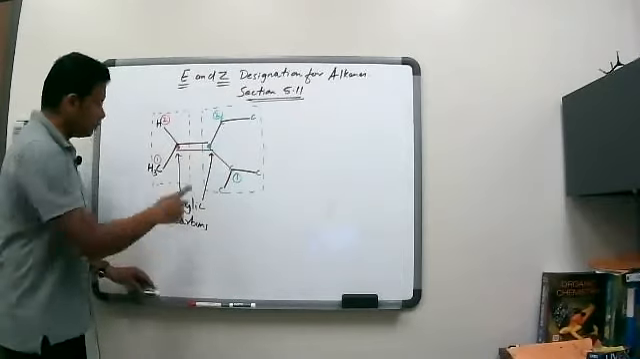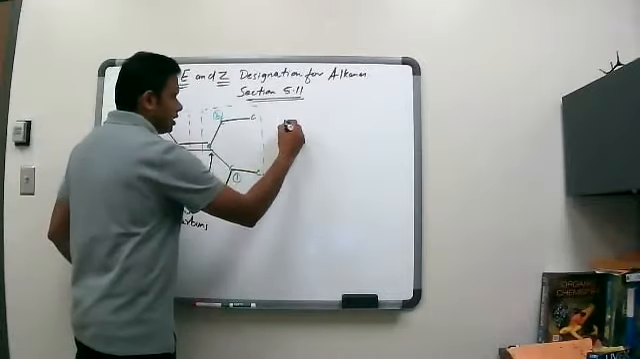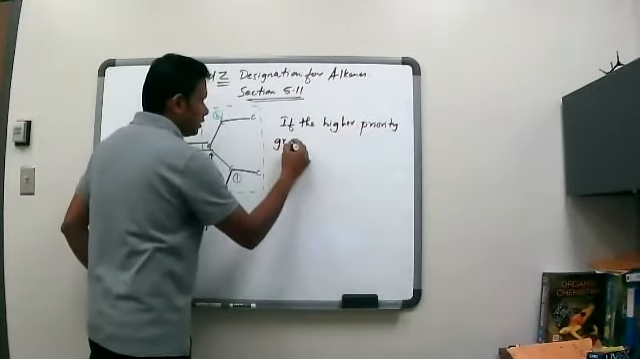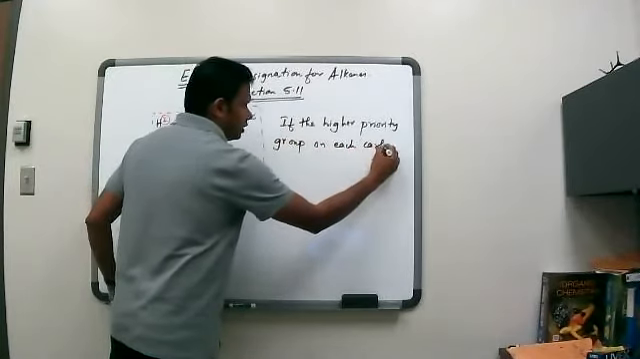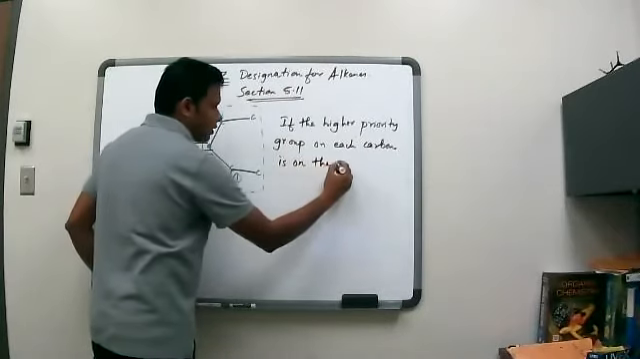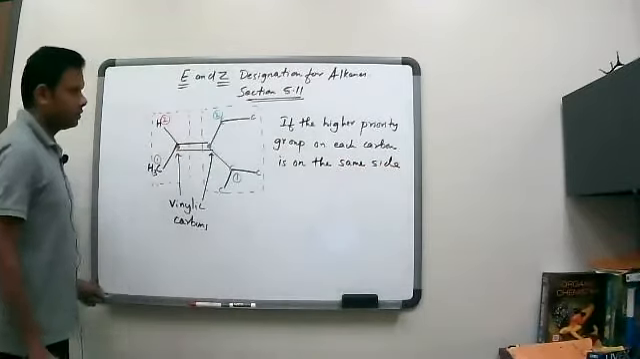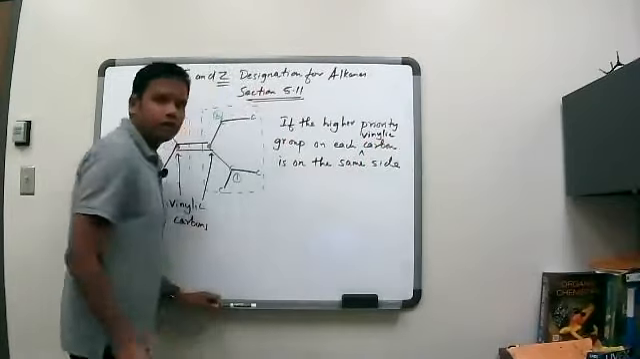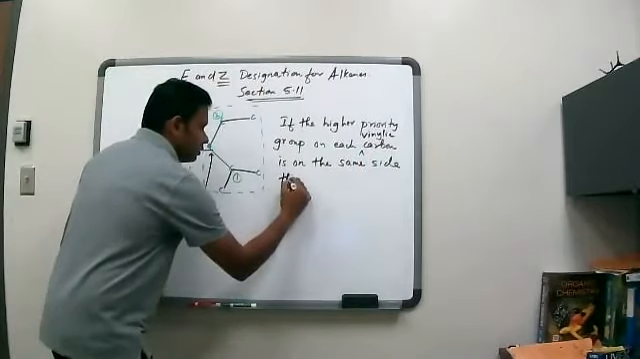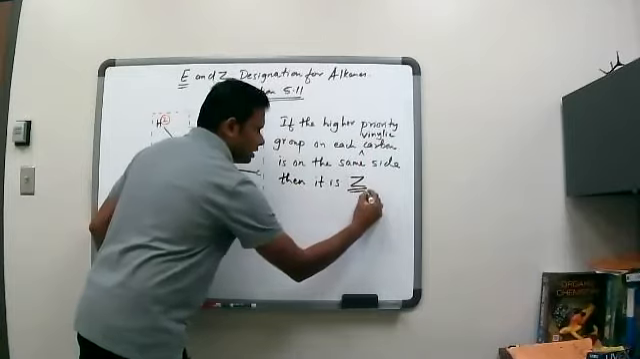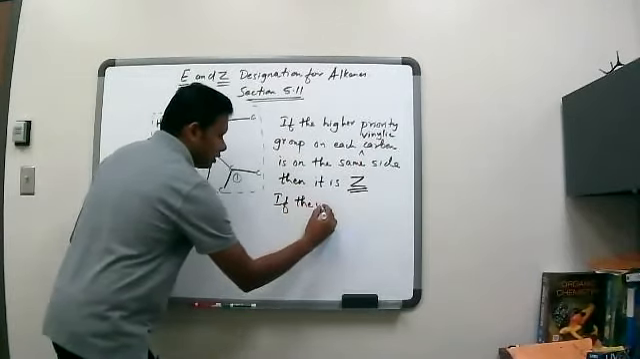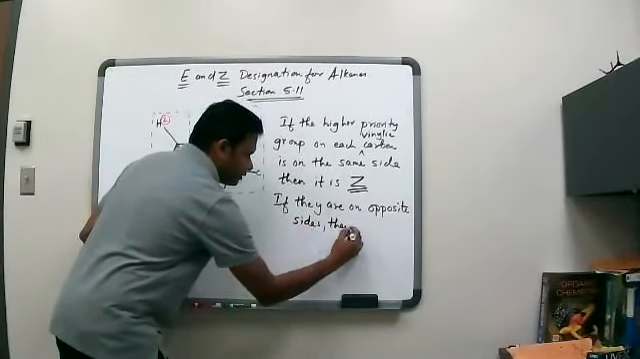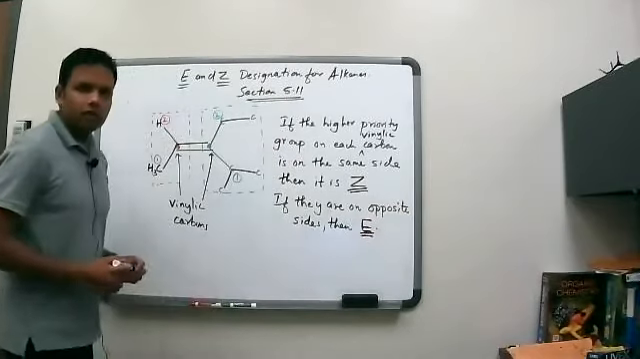Now, after you've assigned priorities, okay, if the higher priority group on each, let's make it specific, vinylic carbon is on the same side, then it is Z. If they are on opposite sides, then it's an E. Okay, so it's an E or a Z.